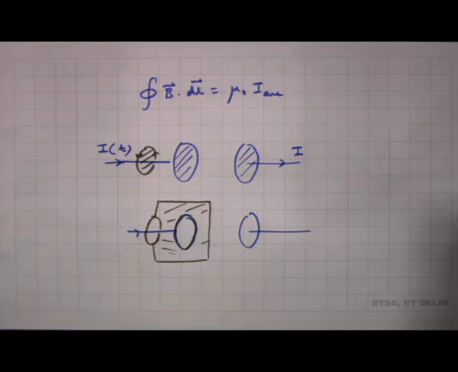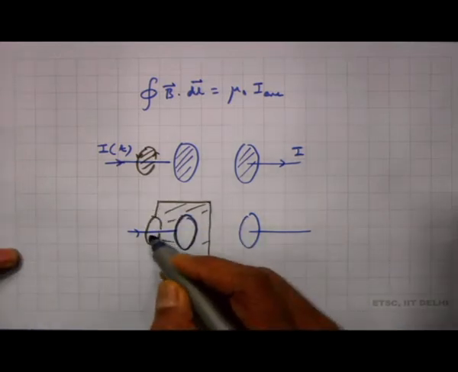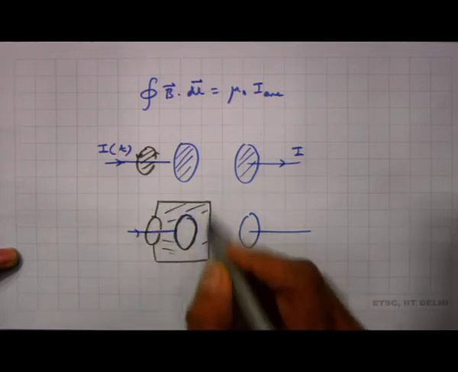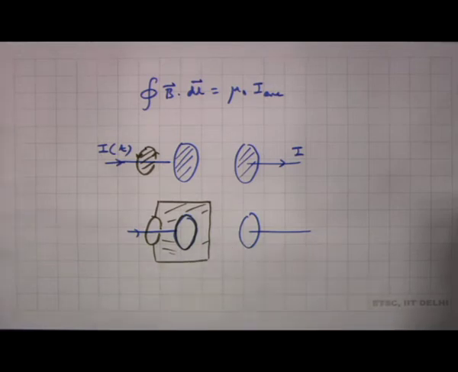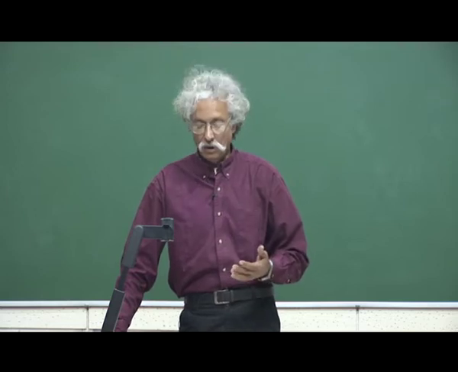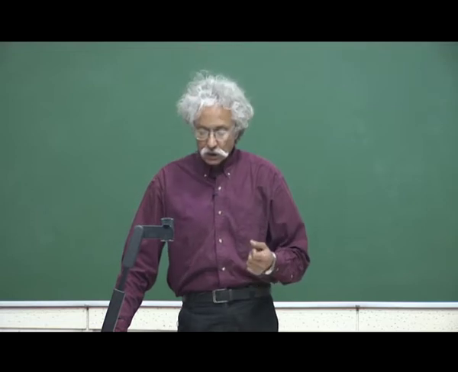So, when I look at this problem, it seems that the current enclosed is 0, because there is no current crossing the surface. This surface is not crossing the wire, which means that there is no current crossing the surface. So, with this argument it looks like the right hand side is 0. Obviously, I cannot get two different results for the magnetic field depending on the surface which I choose for calculating the current enclosed. So, there is an inconsistency in this.